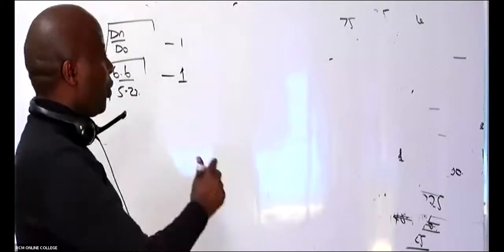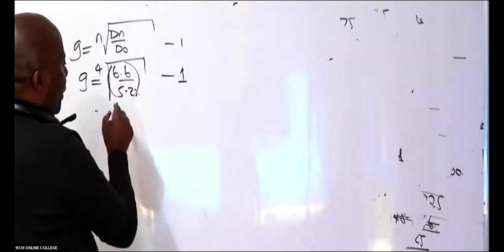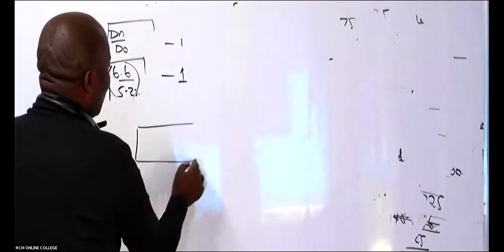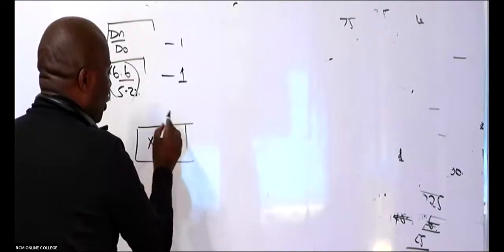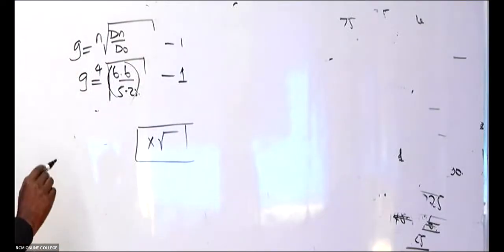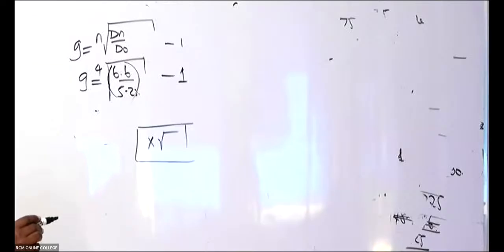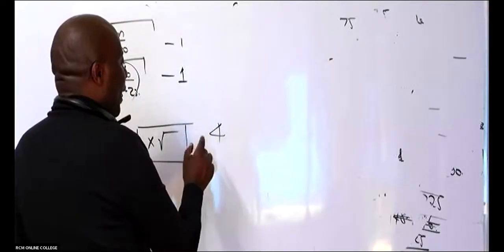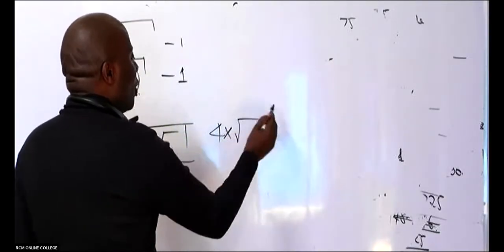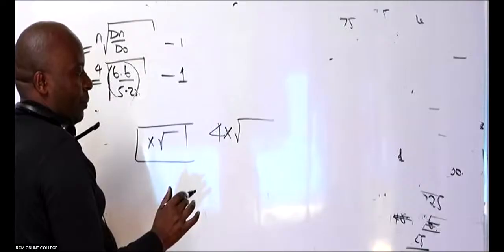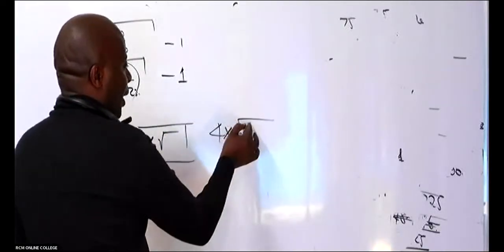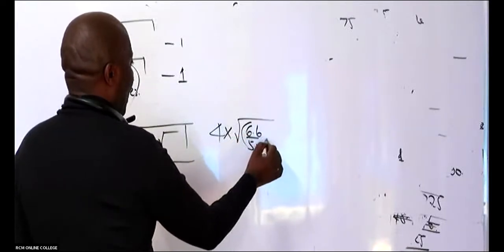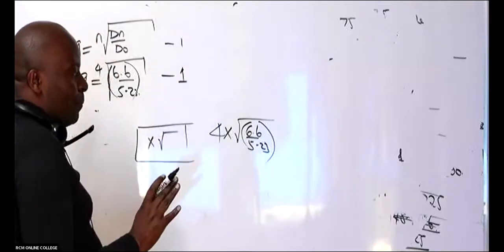So don't forget, put this in brackets. First of all, you say 6.6 divided by 5.23. Then on your calculator, look for something called x root. Once you see that x root, you say 4, and then you shift for this x root to be shown on the screen. Once it's shown, you put 6.6 divided by 5.23 into brackets, close bracket, and press equals.